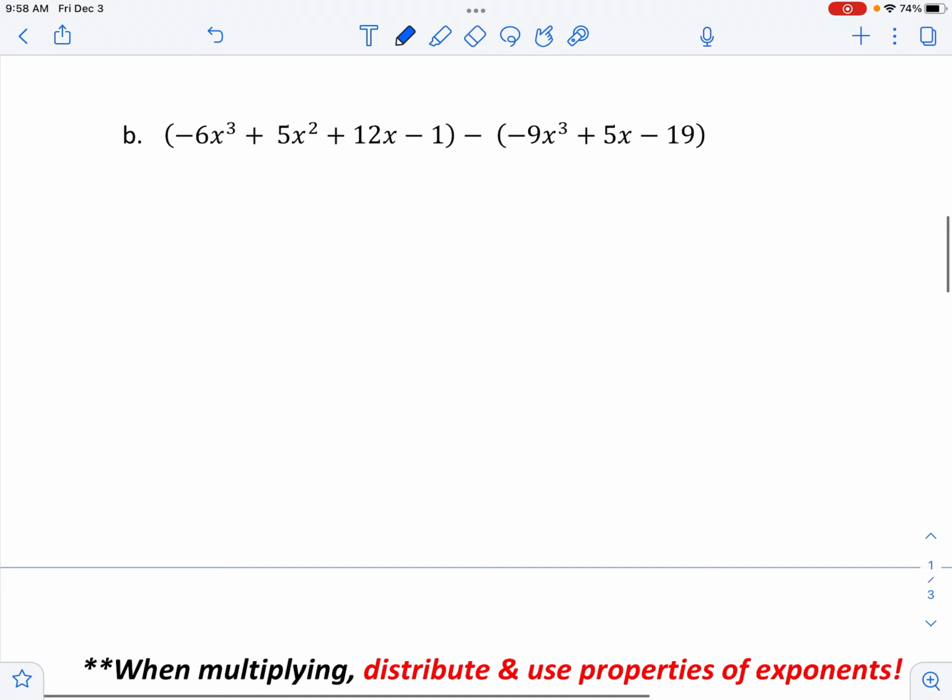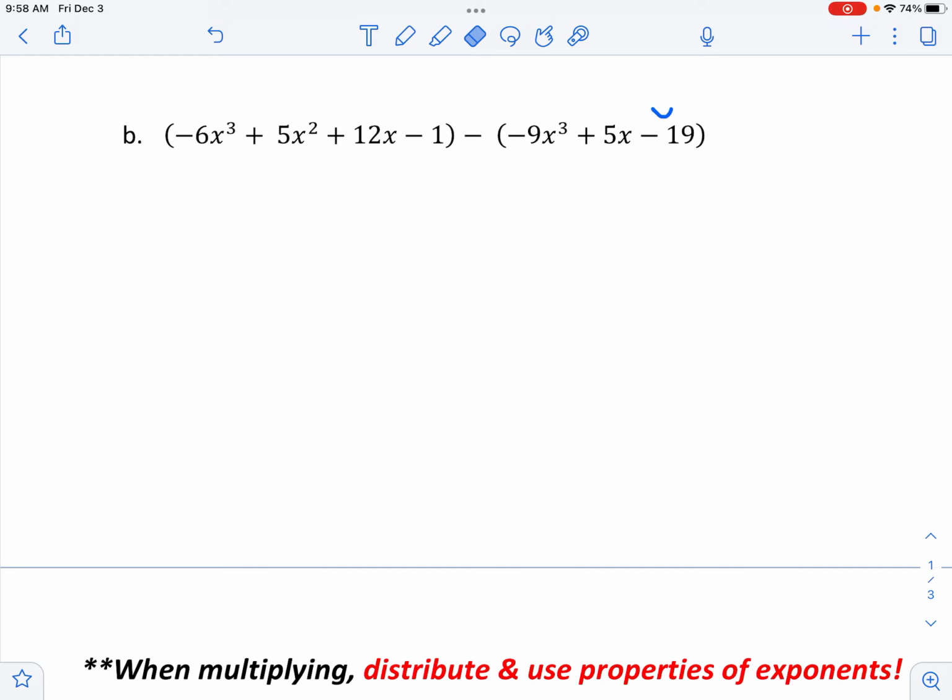All right, next one, I look and I see that it's subtraction. When it's subtraction, I can't just automatically combine like terms because I have to subtract this, I have to subtract this, and I have to subtract this. So I have to distribute the negative. So that's what I like to start by doing.